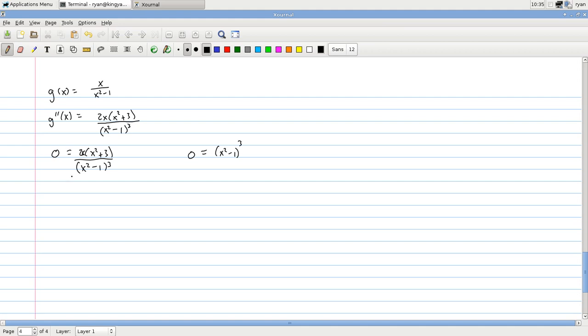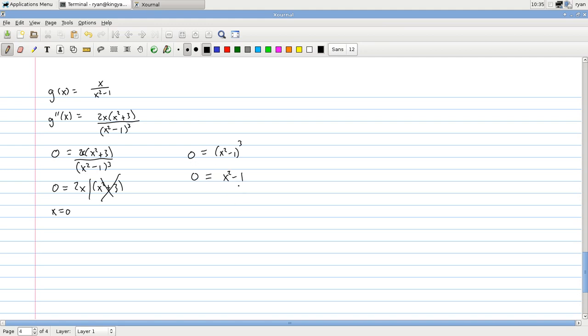For this first equation, we multiply both sides by the denominator to get 0 equals 2x times x squared plus 3. Splitting this into two equations, we get x equals 0 from our first factor. And the second factor is never equal to 0. It's never negative because we have x squared plus 3, a square plus a positive. This is never negative, never 0. So we have as our only possible point of inflection, from where the second derivative is 0, x equals 0.